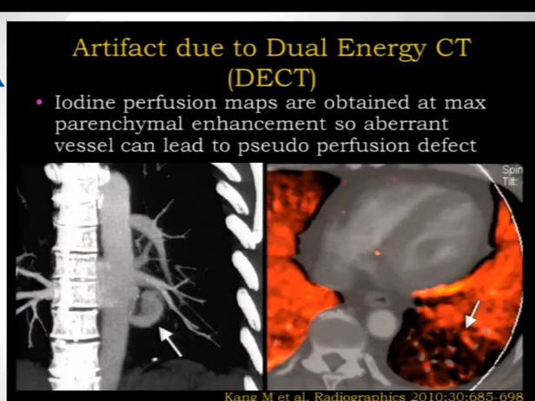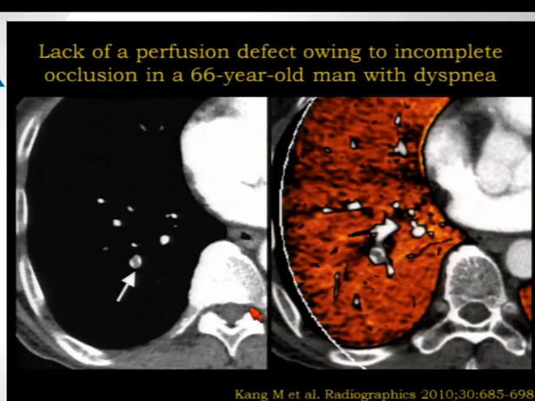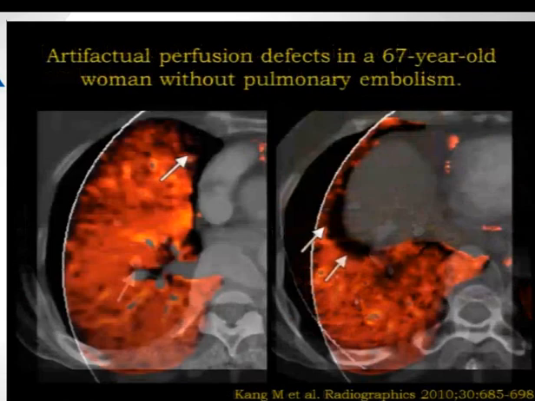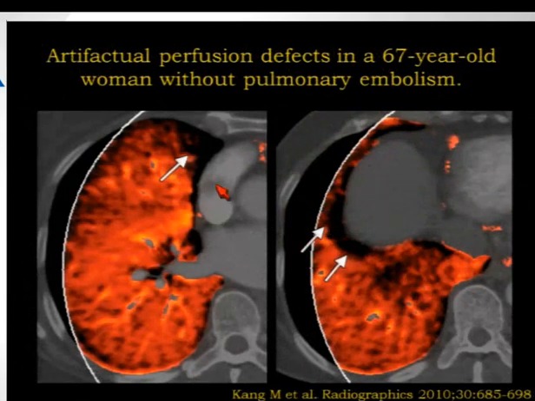This is from Radiographics. Iodine perfusion maps are performed at maximum parenchymal enhancement. And if you have an aberrant vessel, then because it's not at maximum perfusion, it can show a perfusion defect there, which this says, but this is not actual. This is just because of slow flow. If you have a non-occlusive pulmonary embolism, you can have a false negative perfusion map. And of course, you see the crescentic abnormality along the heart and the diaphragm from cardiac and diaphragmatic motion.